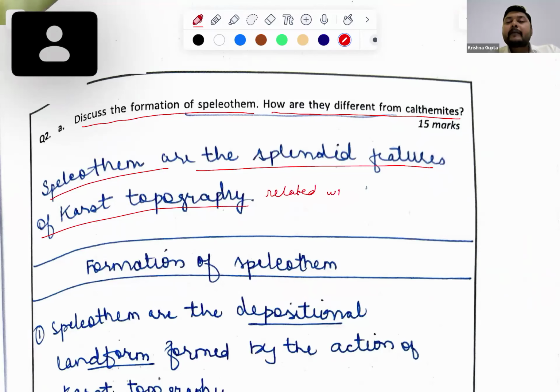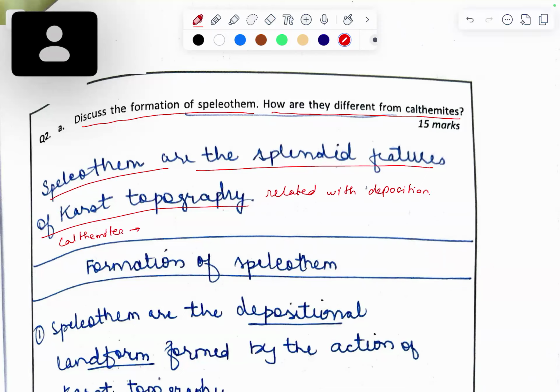related with deposition. Okay, so this is enough. Okay, and what are these calthemites?